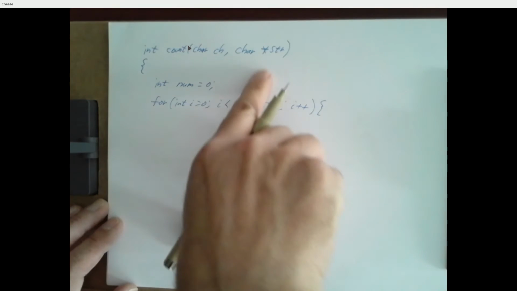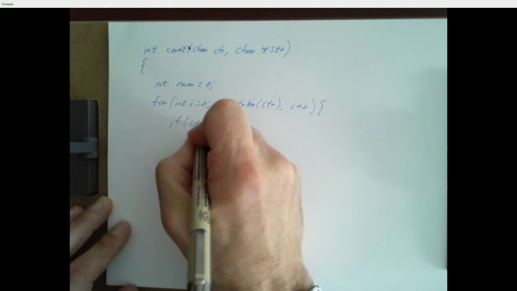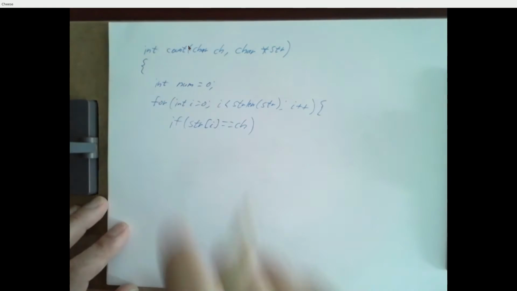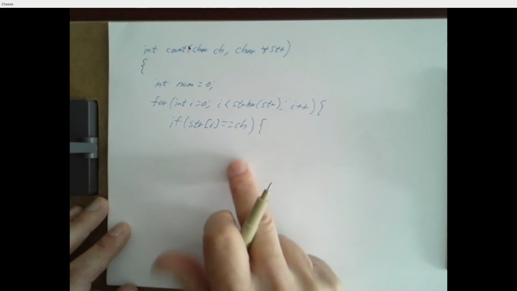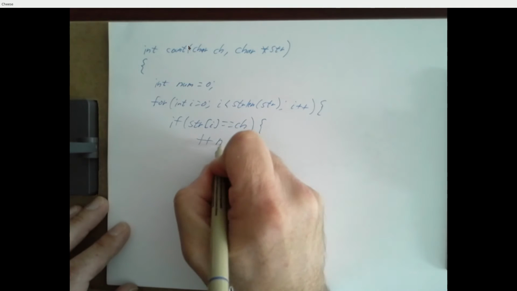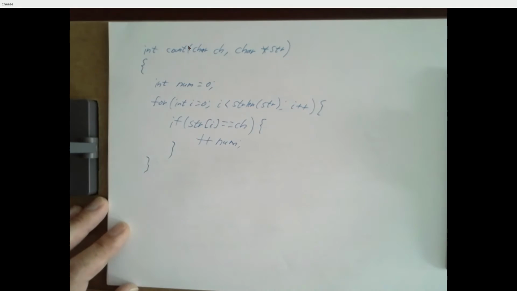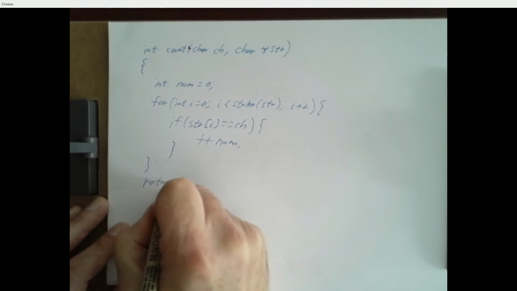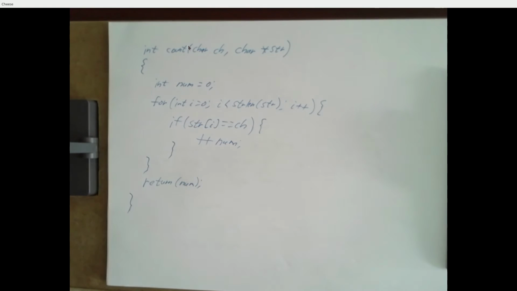So this is going to take us through each character of str, and our goal is to see if that character is equal to the character we're looking for, which I call ch. So if str[i] equals ch, let's just increment our count. And then when we exit the for loop, we can just return that counter. And there, we're done.